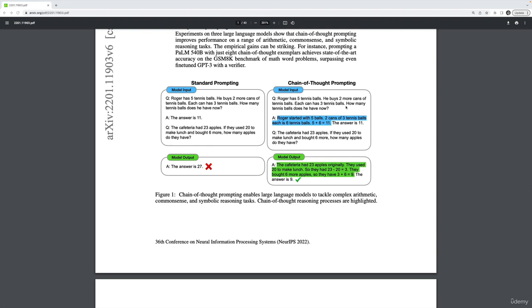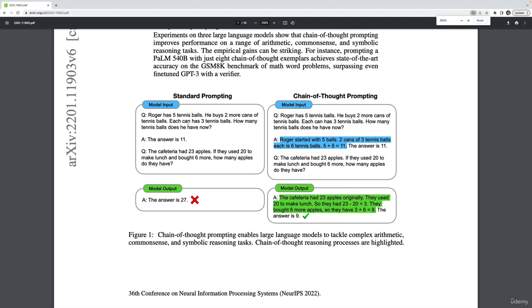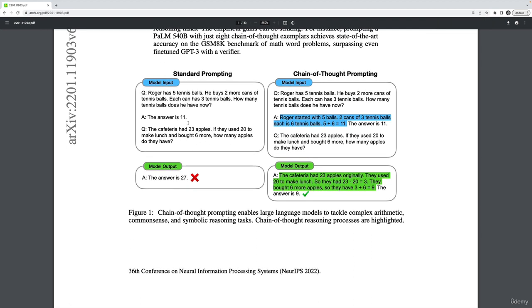So by providing, in this example, this is one of the early papers on this topic, simple textbook math problems, word problems for elementary students. The cafeteria had 23 apples. If they used 20 to make lunch and bought 6 more, how many do they have? Certain models get that wrong.